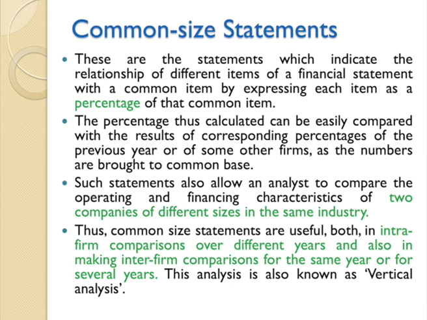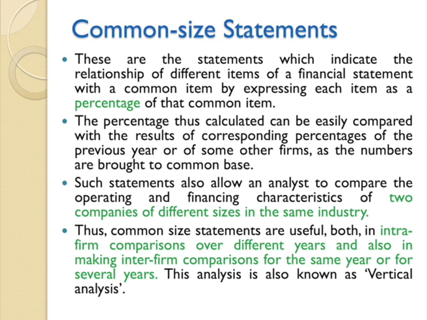These are the statements which indicate the relationship of different items of a financial statement with a common item by expressing each item as a percentage of the common item. That is, my dear students, whenever you are preparing a comparative position statement, total asset is taken as 100 and the remaining items are converted based on total asset, which is 100.